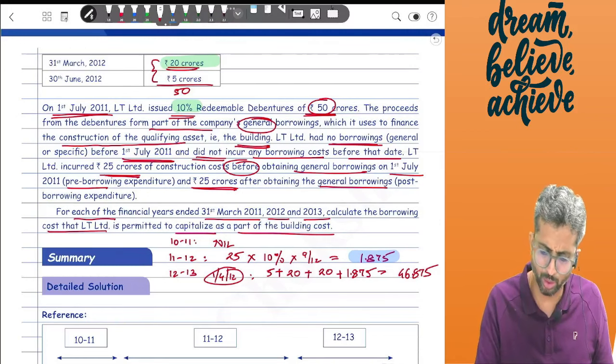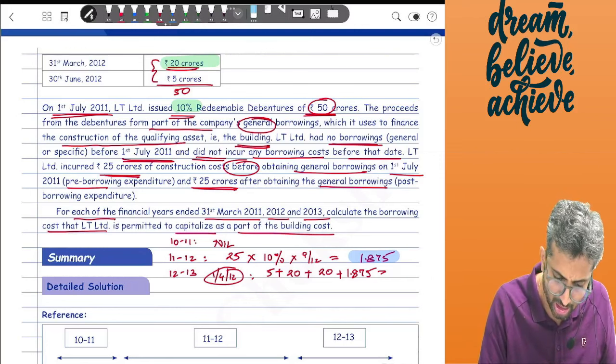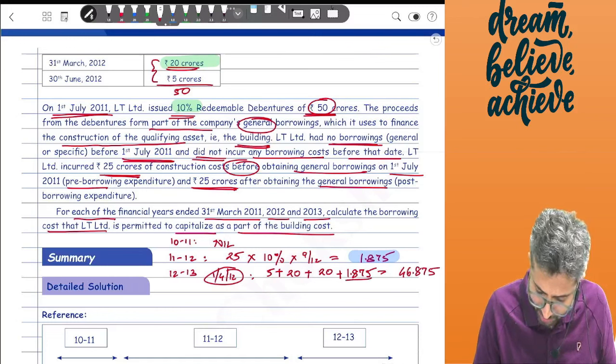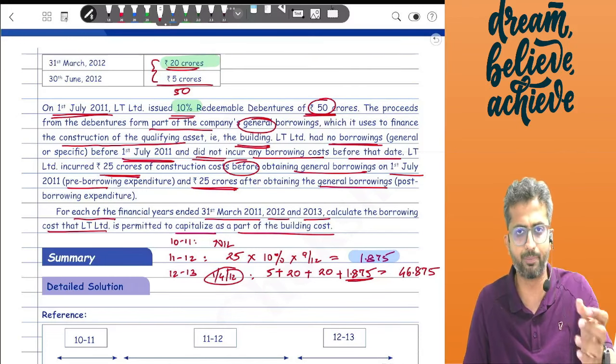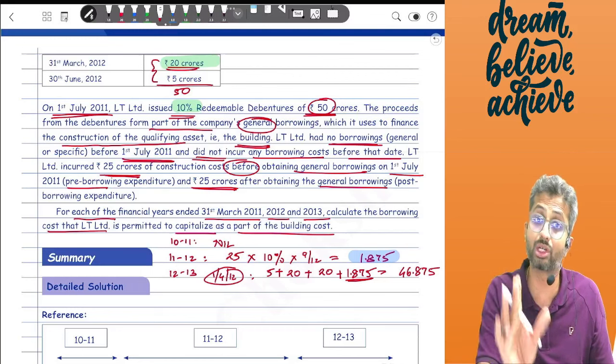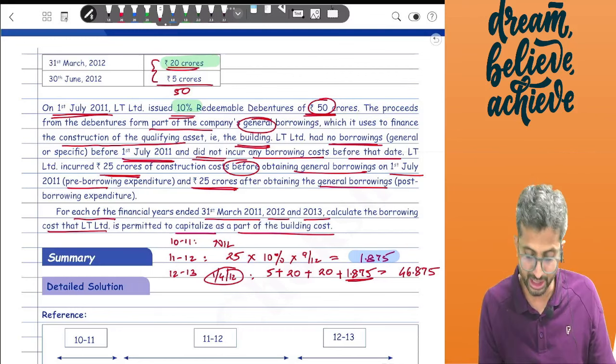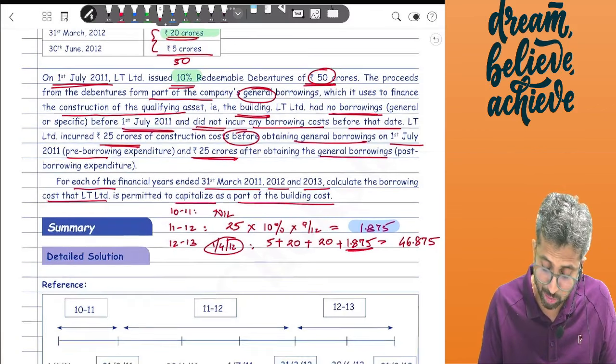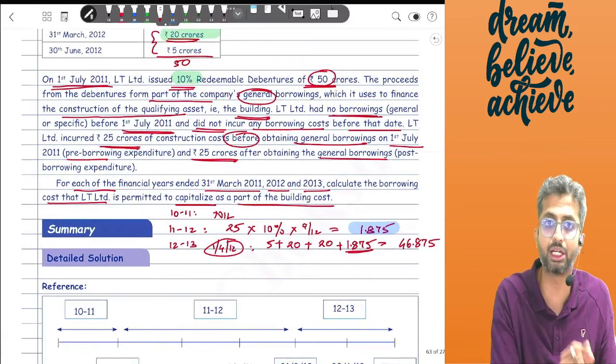Now over here there was a journey, as I said earlier, in the RTP as well as in the MTP. Institute had not taken this 1.875. Then they later realized their mistake and they included it. So the solutions have been rectified to include 1.875. It is there in our solution as well as the ICAI solution if you go to see. So 46.875 is the expenditure incurred behind the qualifying asset.